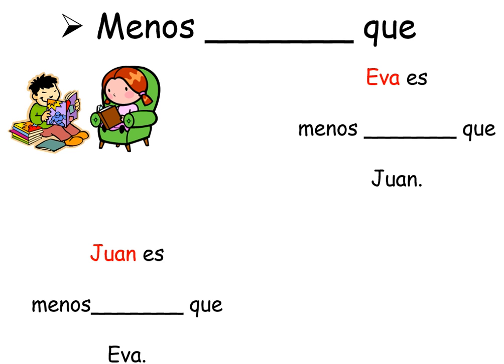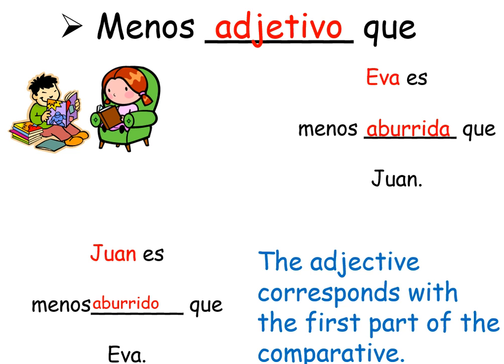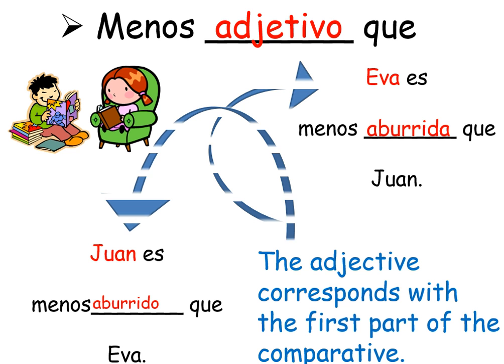So less than. Eva is less boring than Juan. Or Juan is less boring than Eva. And again, we have to make sure that the adjective corresponds. So es menos aburrida because Eva's a girl. Es menos aburrido because Juan is a boy.